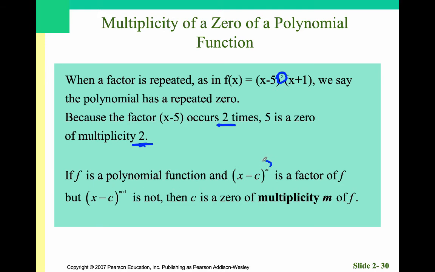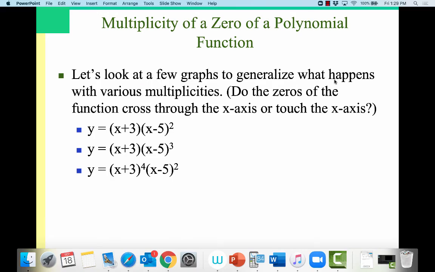So now, if we have an m up here, we have to keep track of the fact that it occurs more than once, and that's going to affect our graph. So we need to take a look at how multiplicity affects our graphing. The first thing we're going to do is identify that this one right here has zeros at x equals negative 3, and that's multiplicity 1, or odd multiplicity. And then we have x equals 5, and that's multiplicity 2, or even multiplicity. And then this one has odd multiplicity.